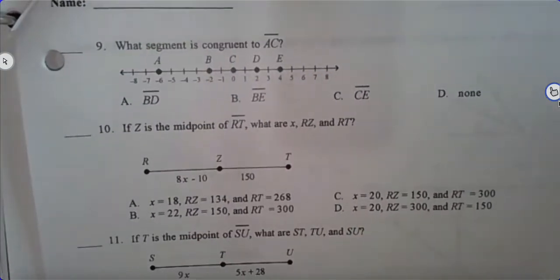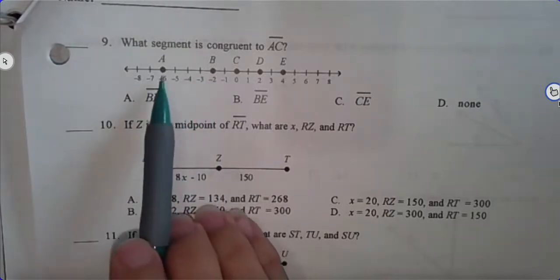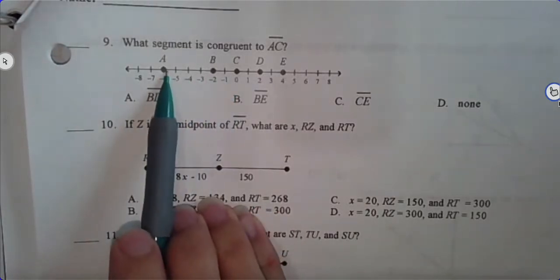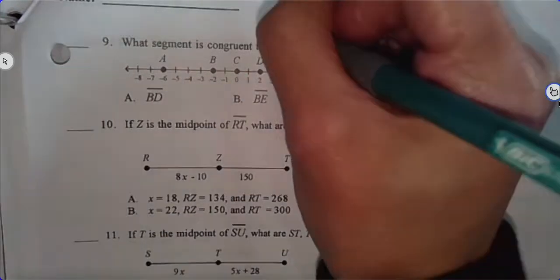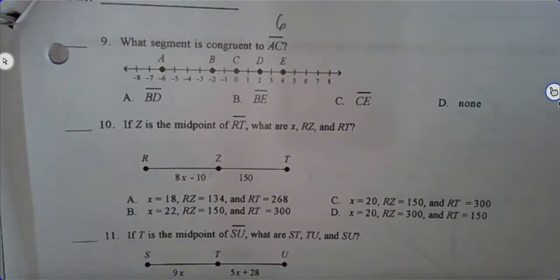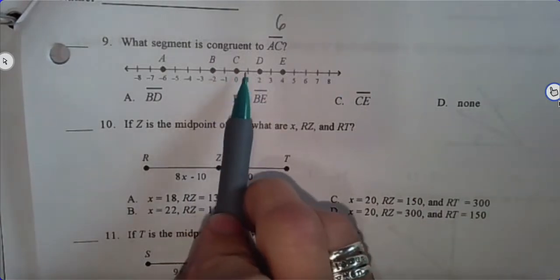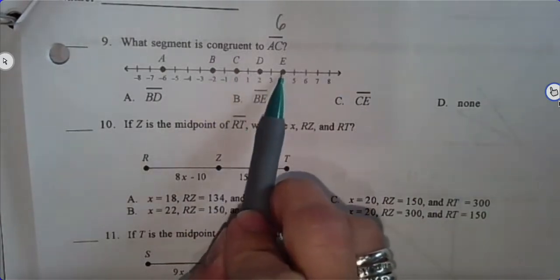What segment is congruent to AC? Well, I'm going to find what my distance is. You can count if you want to. 1, 2, 3, 4, 5, 6. AC is 6. What other one is also 6? So let's make sure. 1, 2, 3, 4, 5, 6. BE. It is BE. Does that make sense? Yes, ma'am. Or you could subtract, or you could count.